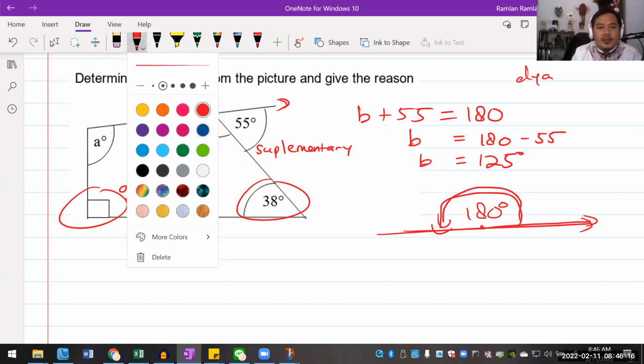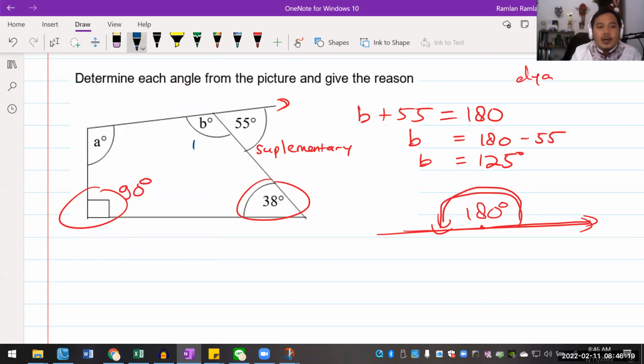I'm going to use blue. 125 degrees. Based on our investigation before, the sum of the angles in a quadrilateral is 360. How do you think we can get the size of angle A? Silakan, siapa aja? Kan konsepnya kalau kita jumlah semua angle yang ada di dalam quadrilateral itu hasilnya 360 derajat, right? So how can we write this down in algebra?